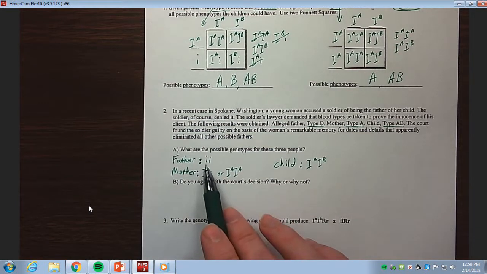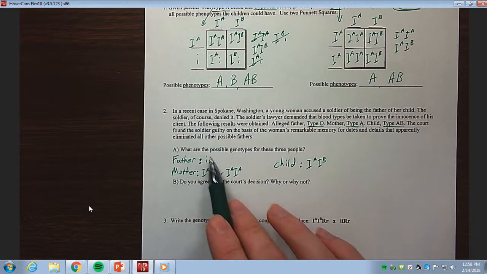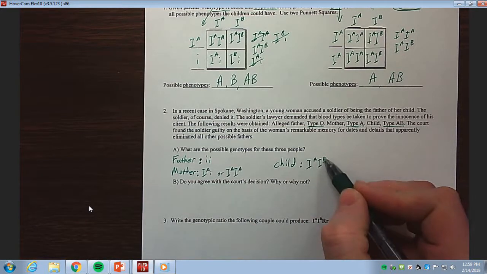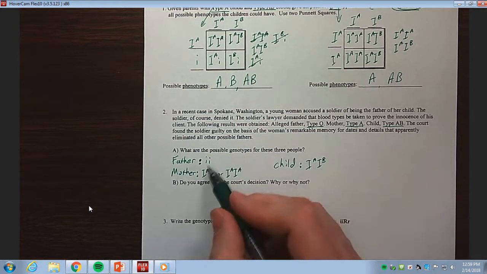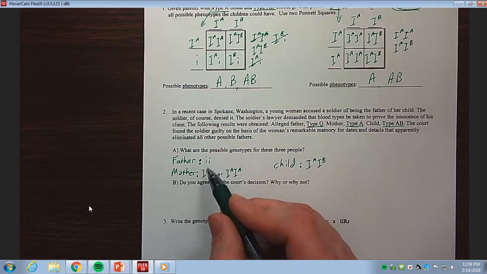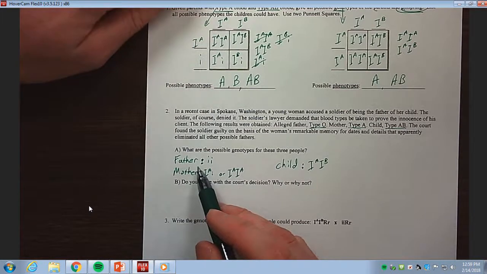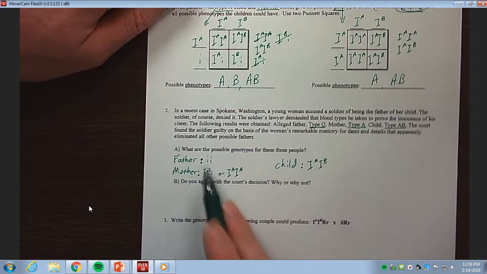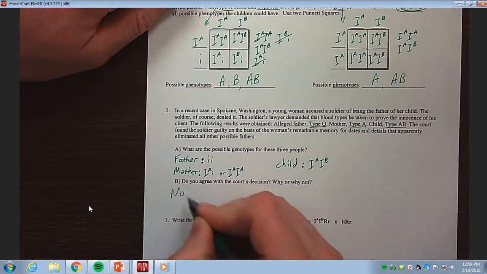The father only has lowercase recessive alleles. The child has none of those. So that's one reason we can eliminate this guy as being the father. A secondary reason is the child needs to have gotten this B, capital IB, from somebody, which this man does not have to contribute. So this man cannot be this child's father. So I would say no.